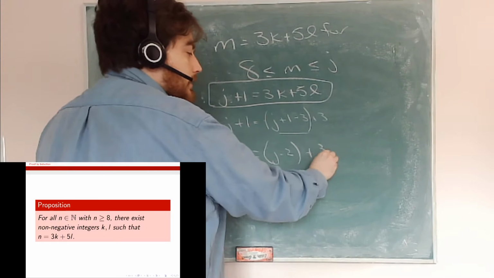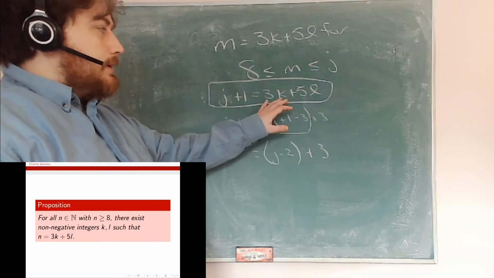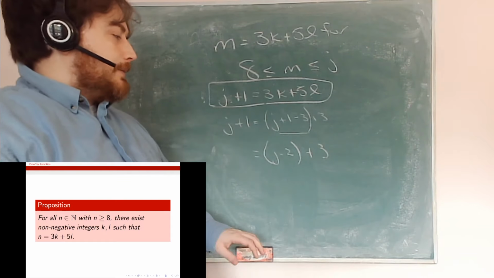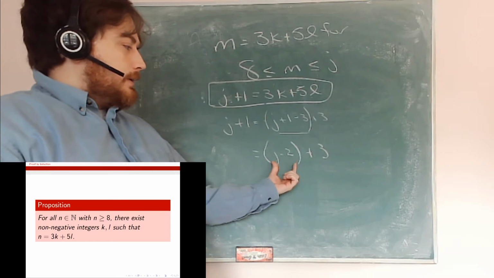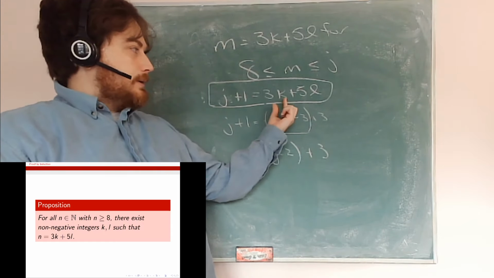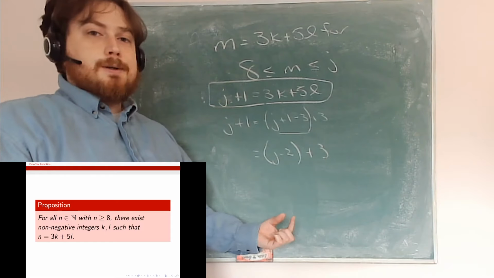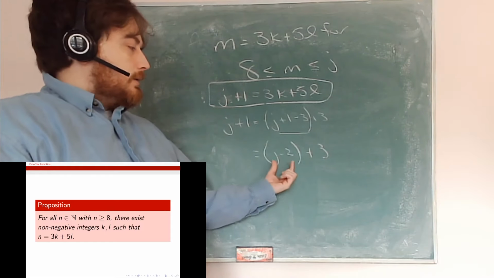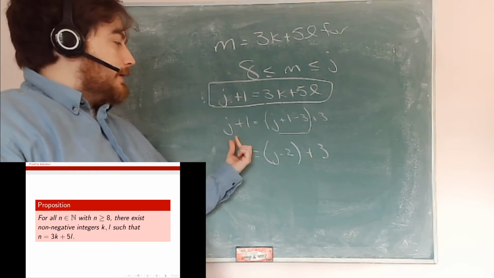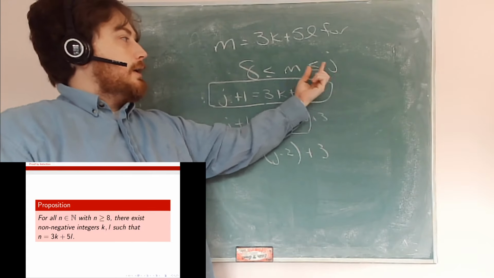And then the next term is just a 3. So what happens is I want to write it in the form of 3 times something and 5 times something. So if I start with j minus 2 and then add 3, well, I'm factoring out a 3 here, so it's okay just to have an extra term here. But now if I look at j minus 2, notice that j minus 2 is actually less than j.